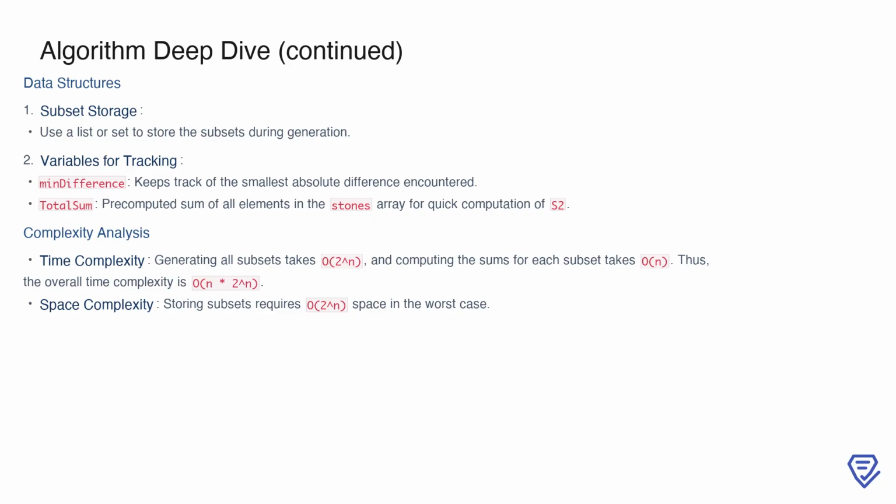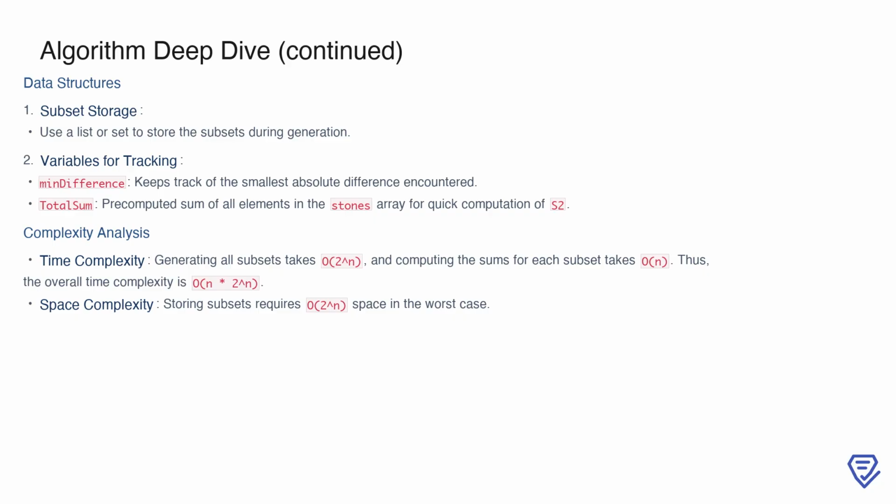Subsets can be generated and stored using a list or set, which allows us to systematically explore different groupings of stones. Key variables include min difference, which keeps track of the smallest absolute difference encountered, and total sum, which is the pre-computed sum of all elements in the stones array. This pre-computation allows us to calculate the complement subset sum S2 quickly during each iteration.